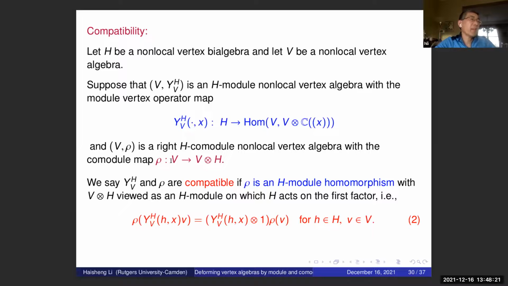We consider domain and codomain as modules for H, okay? Because V, the domain V, is already a module for H. But for the right side, our H only acts on the first factor. So that's the definition. Compatibility just means that ρ is also an H-module homomorphism.